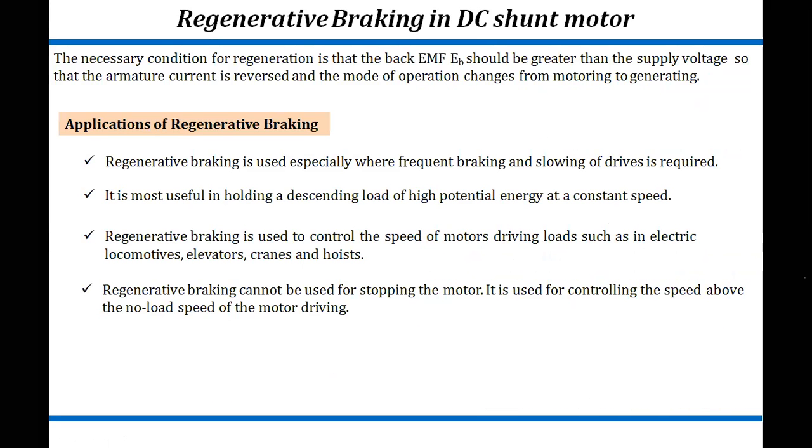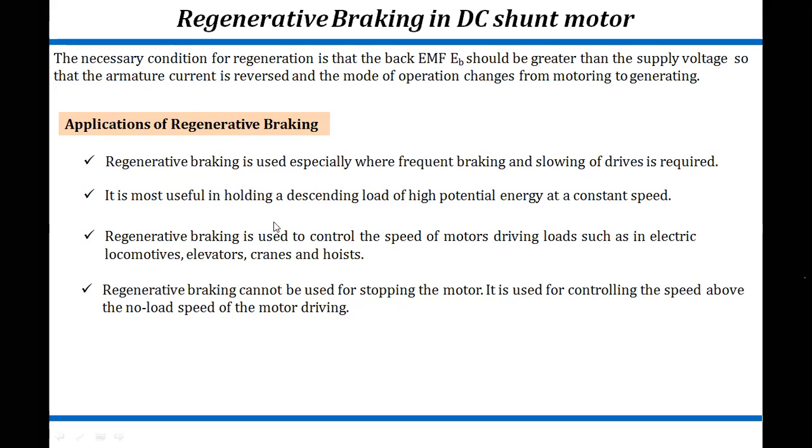So here we can see some applications for regenerative braking, because the necessary condition for regeneration is that we will require the value of back EMF to be greater than the supply voltage, and for that we are supposed to reverse the direction of armature current, and the mode of operation changes from motoring to generating. It means there are two types of DC machines, electromechanical converters, either a DC motor or a DC generator.